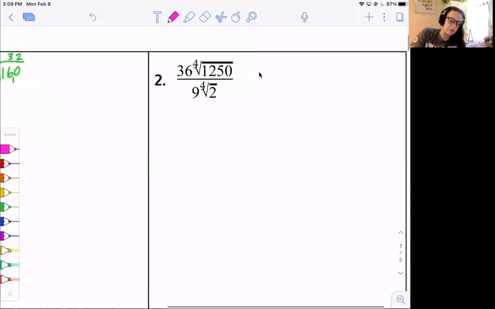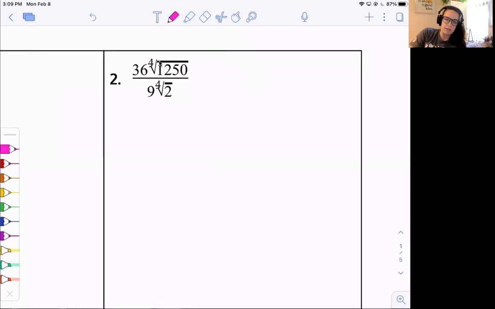The same is true if we're working with our higher powers, right? So our higher order root is 4 here, but we're still going to do outsides with outsides and insides with insides. We just have to make sure that they have the same root. So since they're both fourth roots, we can do this. So 36 divided by 9, that would be 4.